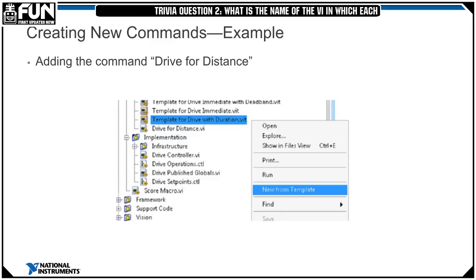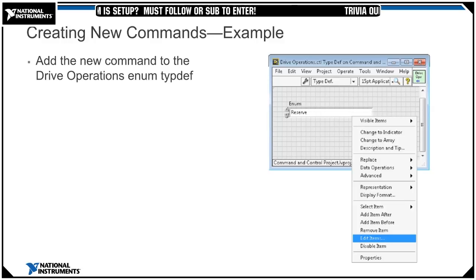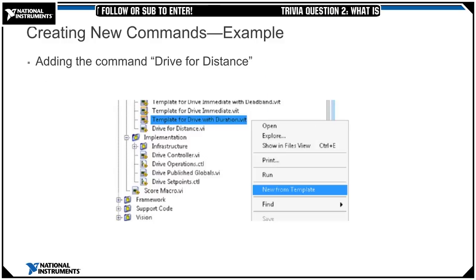And this is what that drive set points control looks like. This is where you need to add any additional information. In this case, we've gone ahead and added the distance in feet because we want to set a distance, not really a time. So we're going to go ahead and add that to this control and save it.